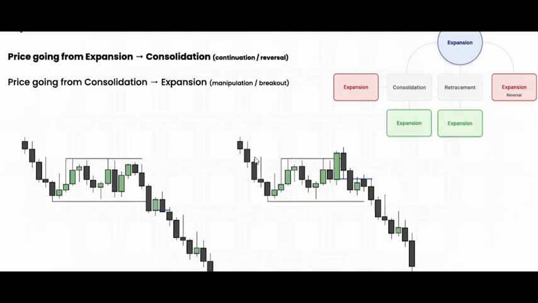Or expansion, consolidation. So in this consolidation, you see we have a manipulation up here. So expansion to the downside, consolidation, and manipulation to the upside, change state of delivery to the downside, and then continues the expansion lower. So this is a reversal sequence whereby there's a consolidation and then the market gets manipulated, change state of delivery happens, and then the price continues going lower. So that is expansion, consolidation, expansion.